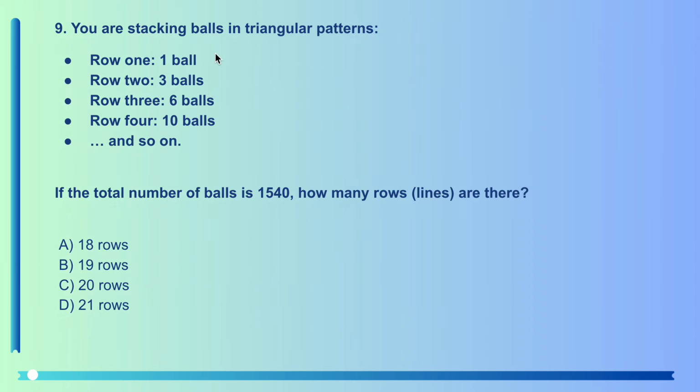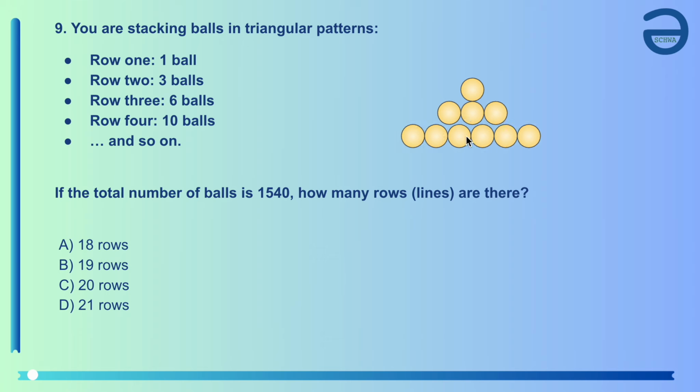So we have some balls that are being stacked in triangular patterns. Row 1 has just one ball. Then you've got 3. Then you've got 6. It just looks like a triangle, doesn't it? And then you've got a lot of them, 10. You see each time they're increasing.